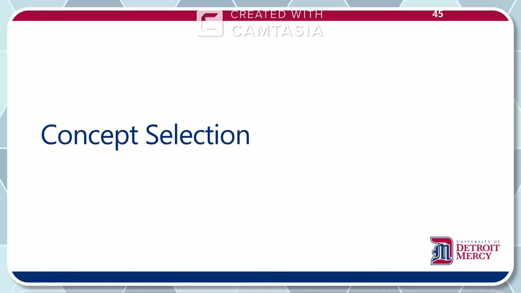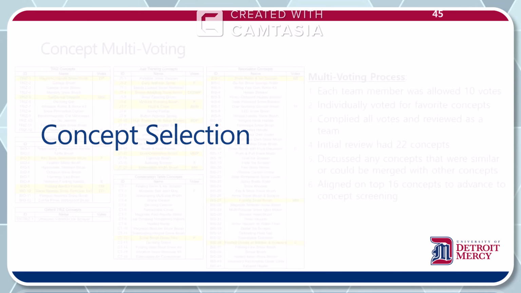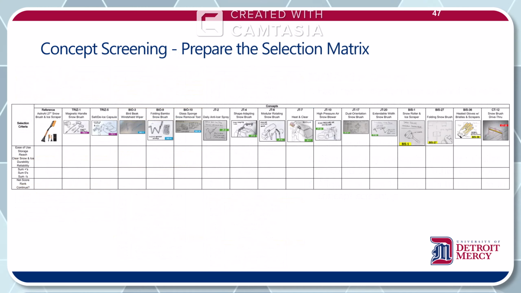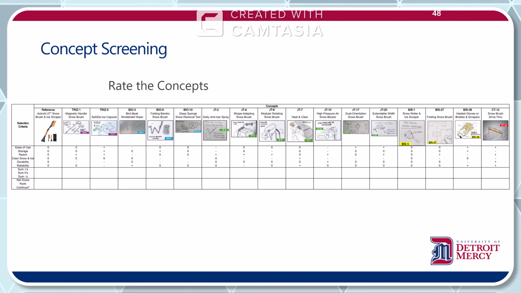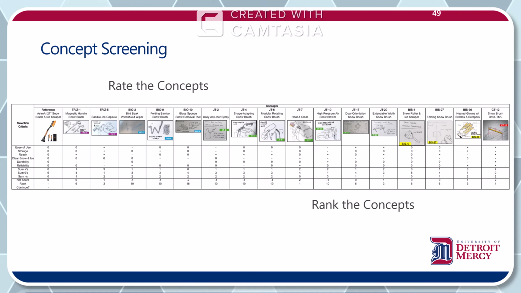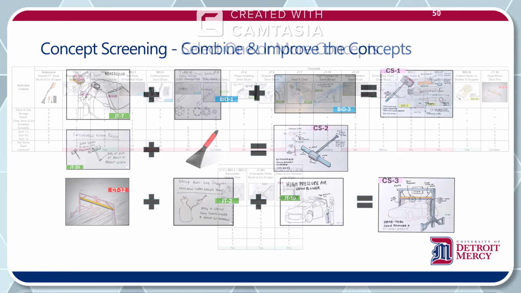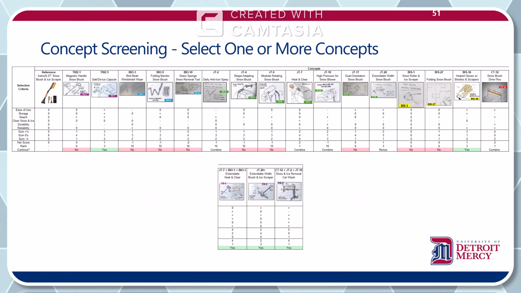With many concepts now generated, it was time to make a concept selection. Multi-voting was used to align on 16 concepts, which would proceed through further screening. First, a concept screening matrix was prepared with selection criteria and a reference product. All selected concepts were then compared against the reference. Based on the sum of pluses, zeros, and minuses, products were given a net score and ranked. Ideas which scored lower were combined with aspects of other concepts, and 5 concepts were chosen to move to concept scoring.